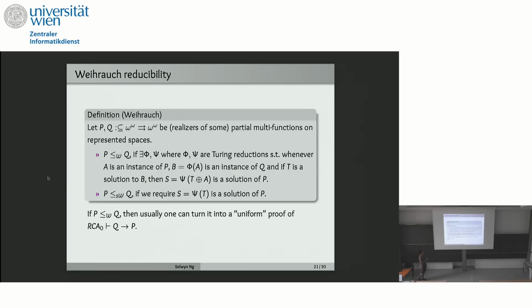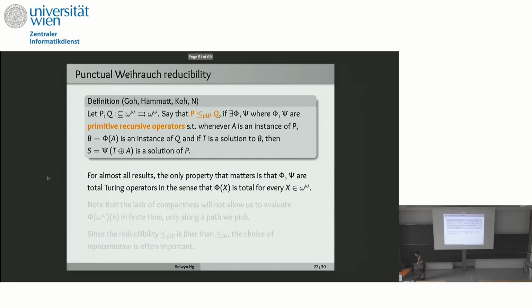And there is this notion of strong versus not strong, which I don't want to get into. Basically the relation here is that if P is reducible to Q, then usually this says that you can have a uniform proof of Q implies P in the usual sense, ignoring induction, of course. Okay, now this is all well and good. They've all been studied. There's a huge literature on the Weihrauch degrees, both in the global sense as well as classifying different kinds of problems.